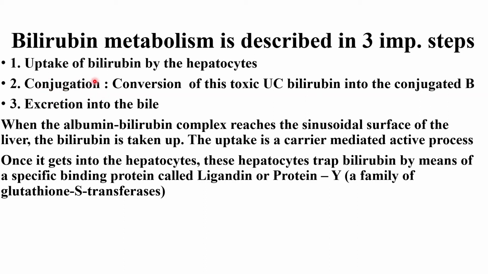You can consult this reaction in my video on metabolism of xenobiotics, in which there is a phase 2 reaction. This is conjugation, which is explained there also. So conversion of this toxic unconjugated bilirubin to the conjugated bilirubin is the process known as conjugation. This takes place in the liver only. And third is excretion into the bile. So these are the three steps of bilirubin metabolism.